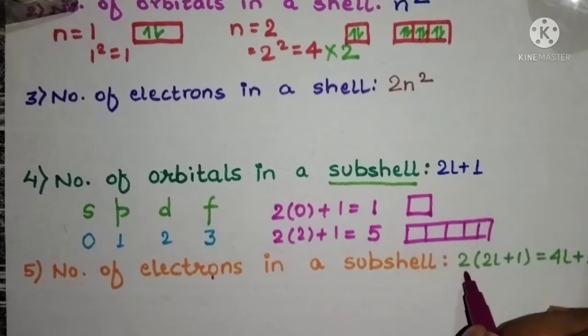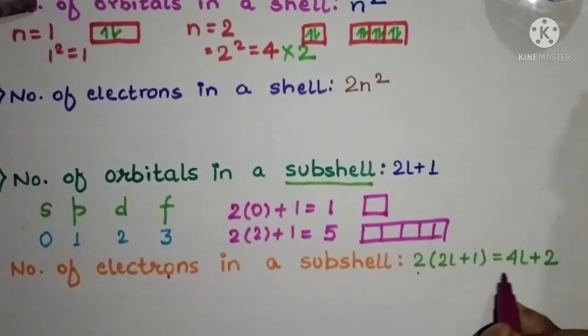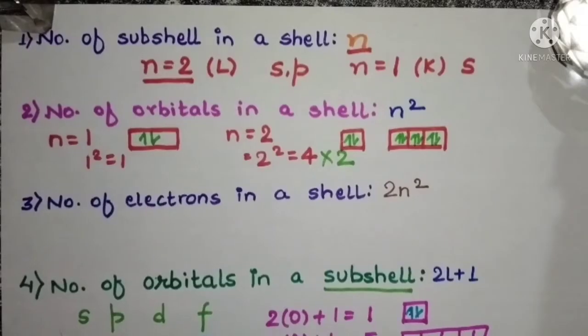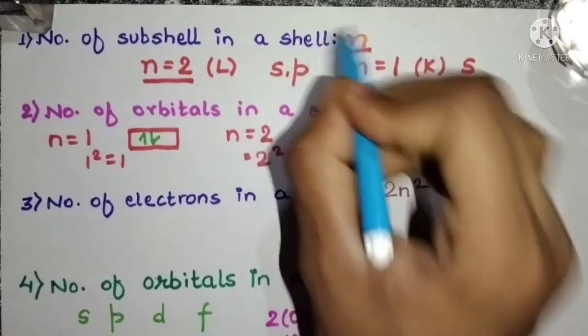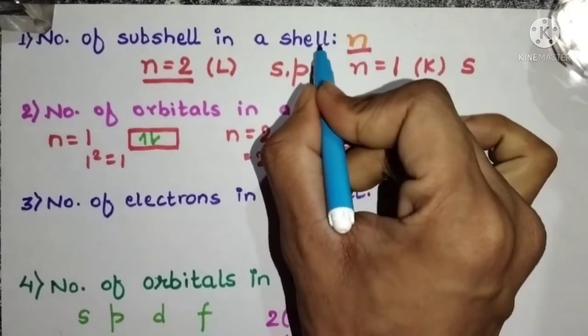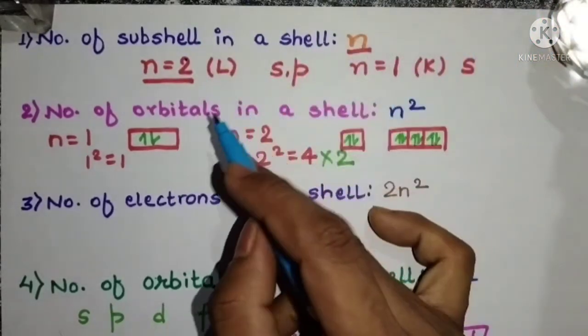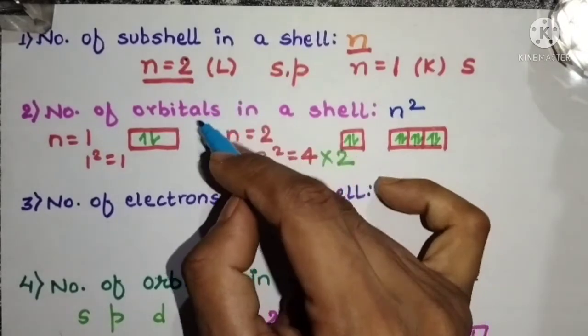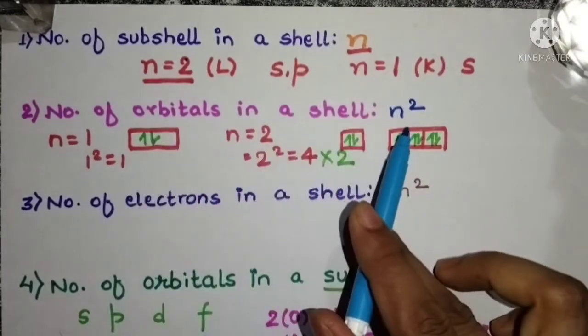So we have simply multiplied 2 into 2l plus 1, which can also be written as 4l plus 2. So my trick in learning these formulas is just one thing: whatever you are given, if you are given a shell, then just remember that shell, you know the n value of the shell, so the formula will also consist of n, simply n for subshell, and since the number of orbitals is greater than the number of subshells in a shell, the number of orbitals in the shell is n square.